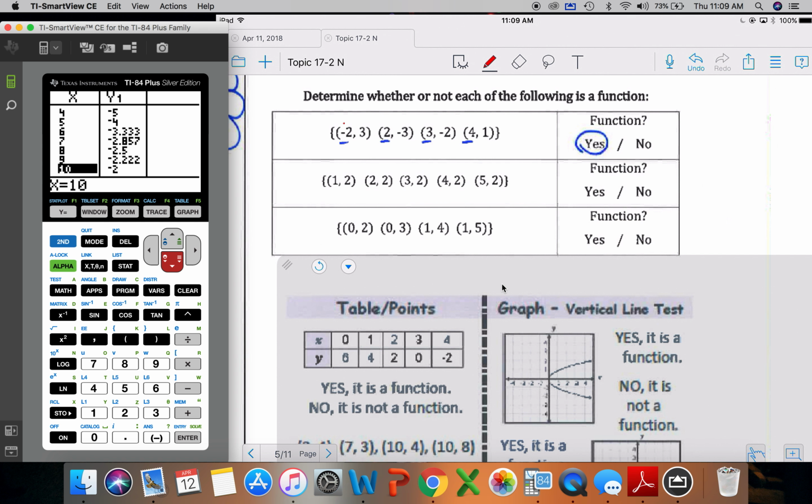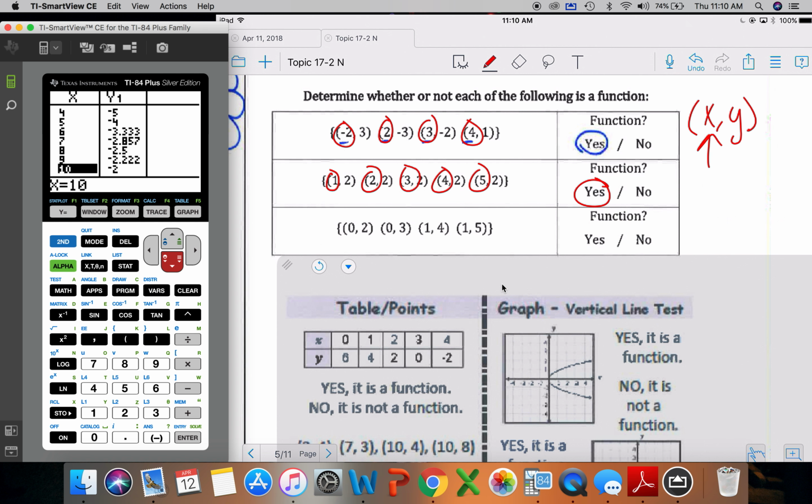In this first example, our x values are underlined for us, so remember ordered pairs are always alphabetical, x comma y. So with functions, we're just looking at that first part. And if my first parts aren't changing or are all different, then we're good to go. It's a function. So when we look at our second example, our x values are 1, 2, 3, 4, and 5. None of those numbers are repeated, so this is a function.